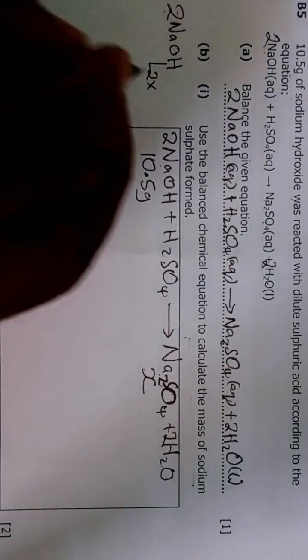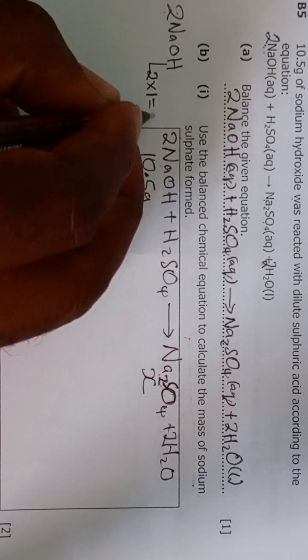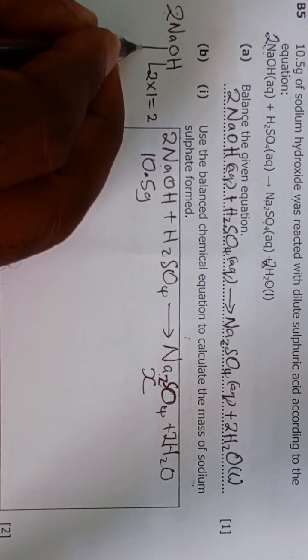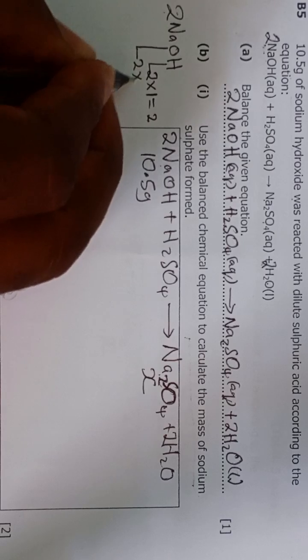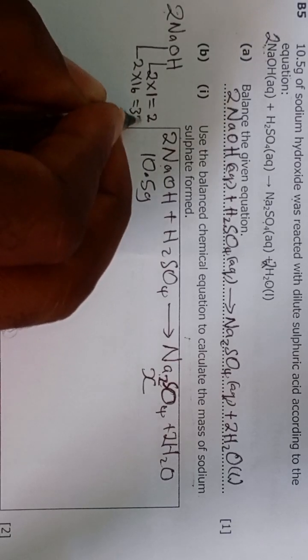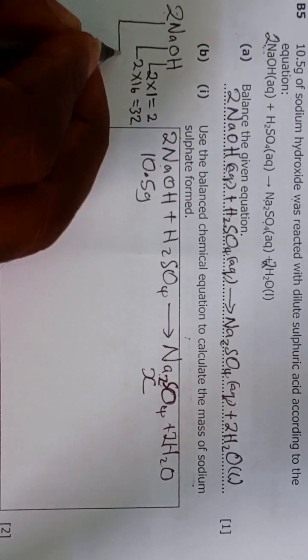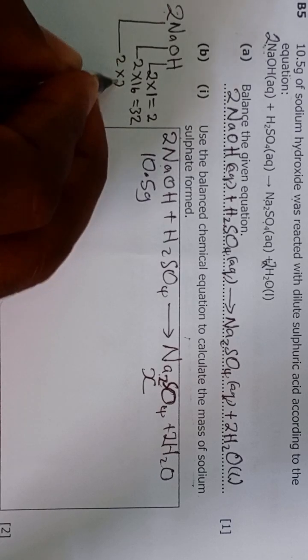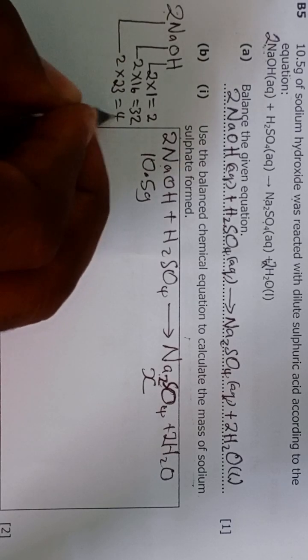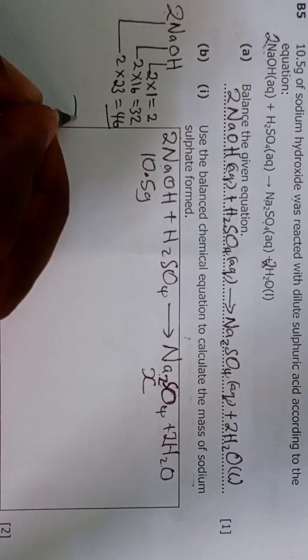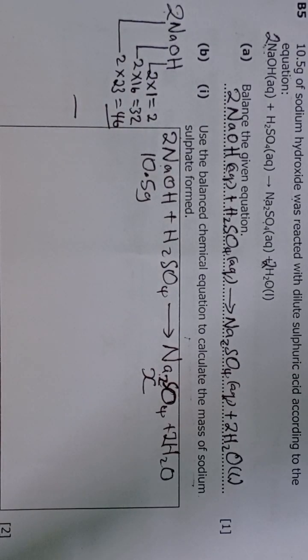So we have 2 times 1, which is 2. Oxygen, we have 2 times 16, which is 32. So 2 times sodium, 23, which is 46. So the total molar mass is 2 plus 32 plus 46.